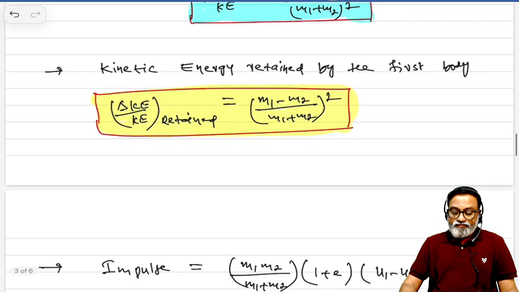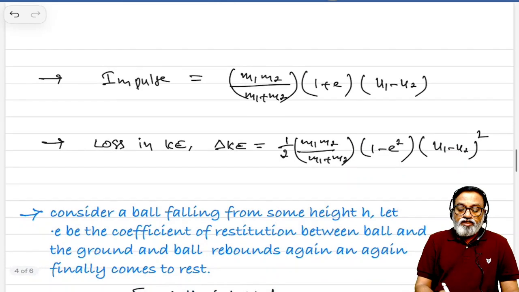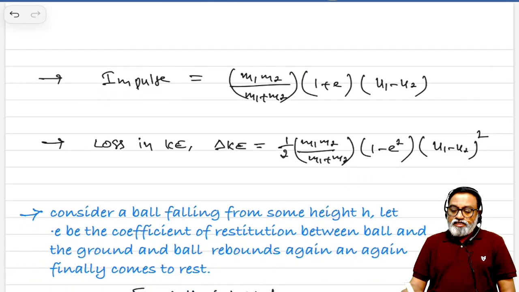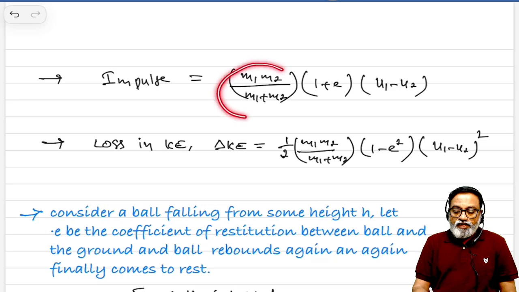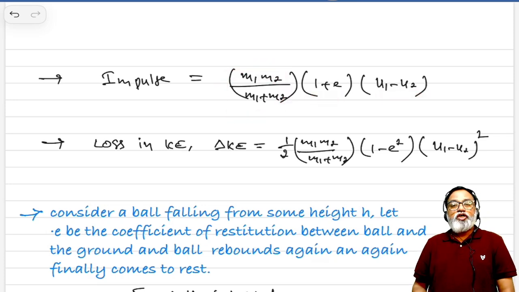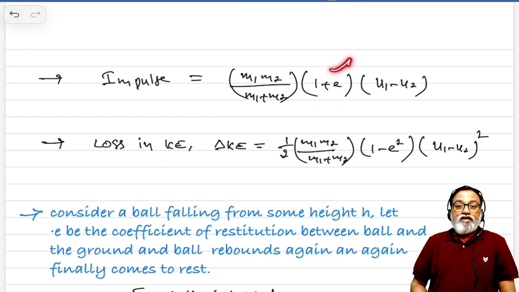by the first body. Next one, impulse means change in momentum. This is also a general formula we can apply for any collision. m1 m2 by (m1 plus m2) into (1 plus e) into (u1 minus u2). Therefore, in a perfectly elastic collision e is equal to 1. In an inelastic collision e lies between 0 and 1, and in a perfectly inelastic collision e is equal to 0.